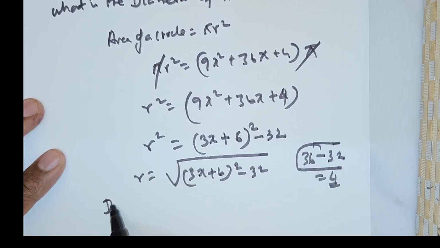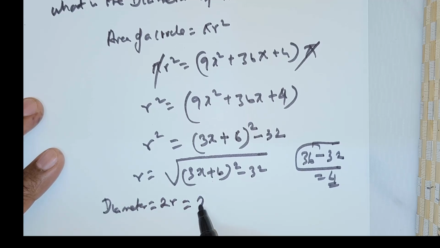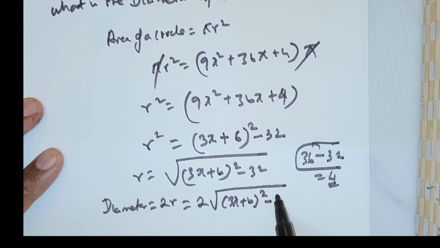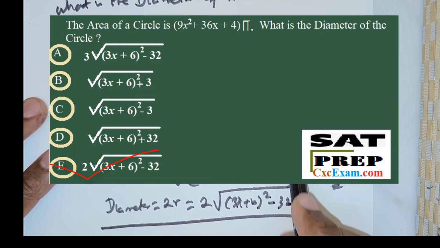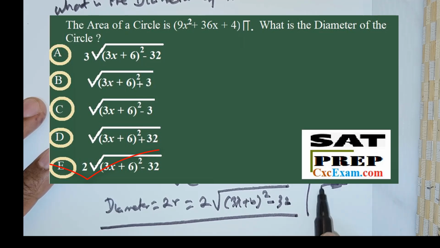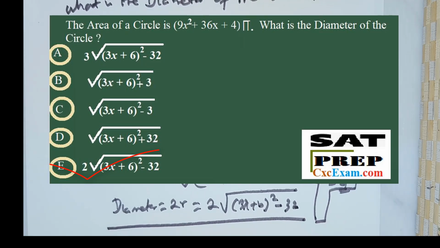Now we need the diameter. Diameter is going to be 2 times r, which is nothing but 2 times the square root of (3x + 6)² − 32. Okay, so this is the solution, and obviously the choices are present there, and the correct choice can be picked up from there.